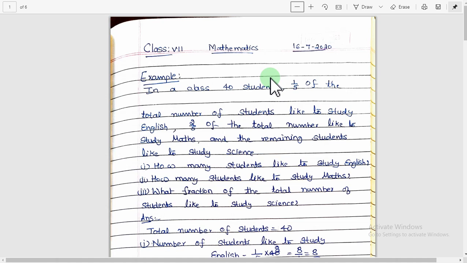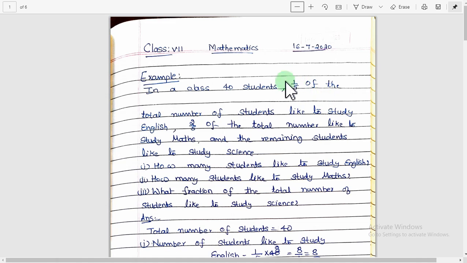Good morning, students. We continue the fractions and decimals chapter, example sums. Statement sum: In a class of 40 students, 1/5 of the total number of students like to study English, 2/5 of the total number of students like to study maths, and the remaining students like to study science. How many students like to study English?